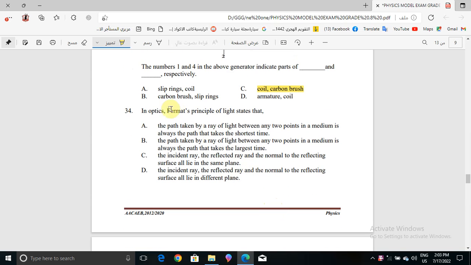Now question number 34, in optics, Fermat's principle of light states that what? The path taken by a ray of light between any 2 points in a medium is always the path that takes the shortest time. Yes, this one is Fermat's principle.